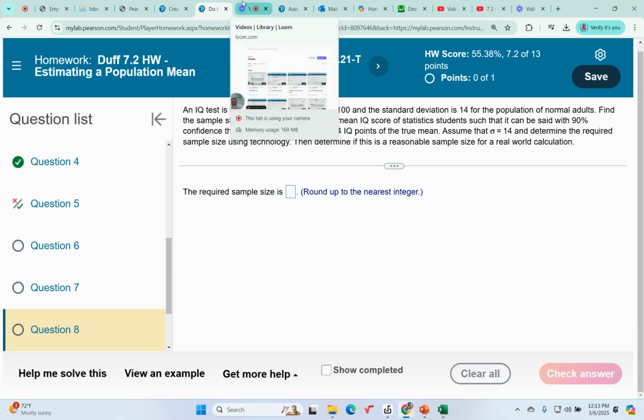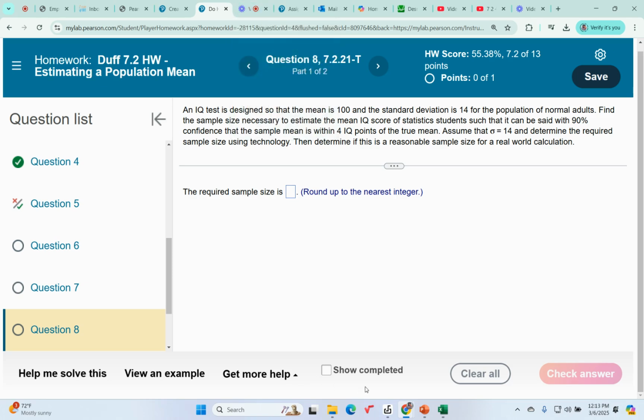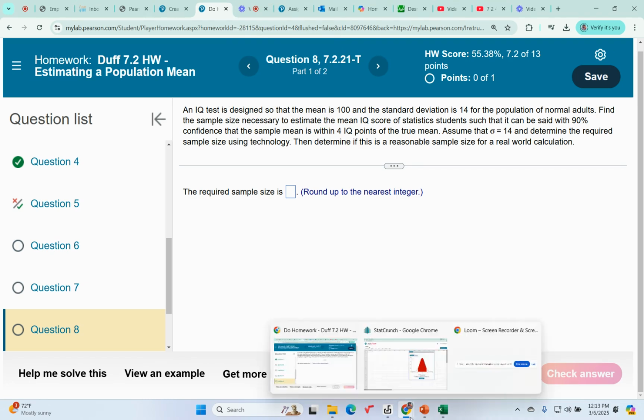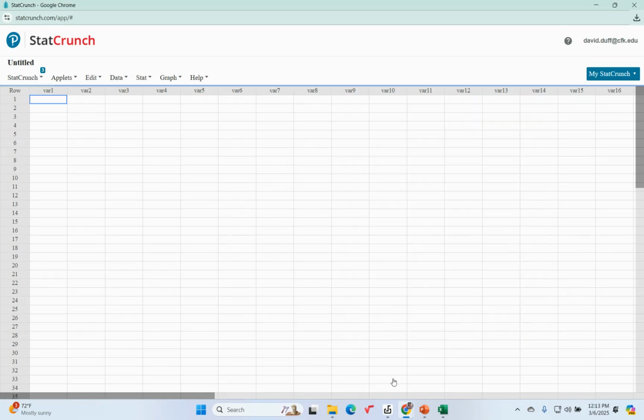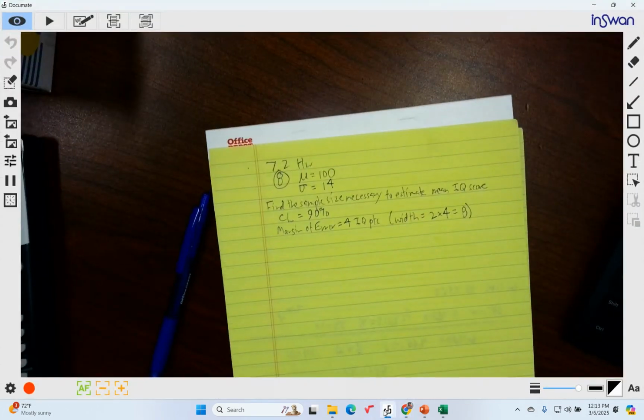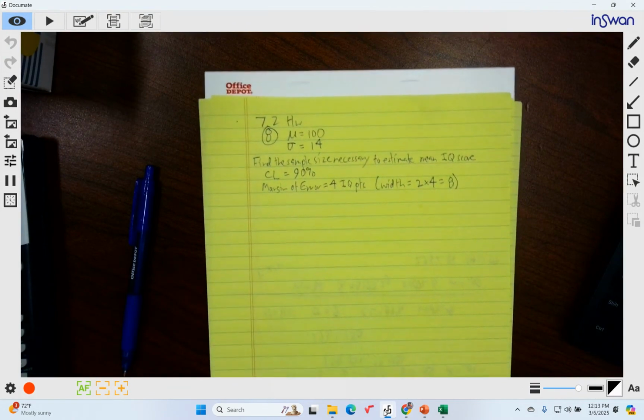All right, so pretty easy to do here. The biggest concern with this problem is they give you some extraneous information. In other words, they give you some information that you don't need. But if we go to StatCrunch, and you'll notice I wrote all this information down on this piece of paper right here.